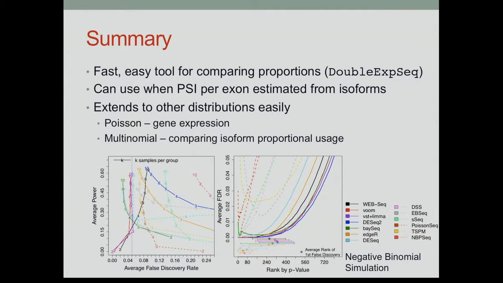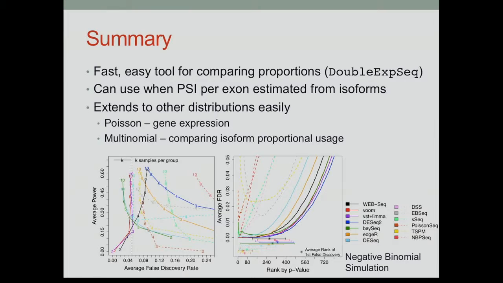So the other thing I didn't mention is that you can also use the same kind of analysis looking at exons by using isoform counts, and so that's the same idea. And as I mentioned, it extends to other distributions easily. So for example, if you started with a Poisson instead of binomial, you could do gene expression.